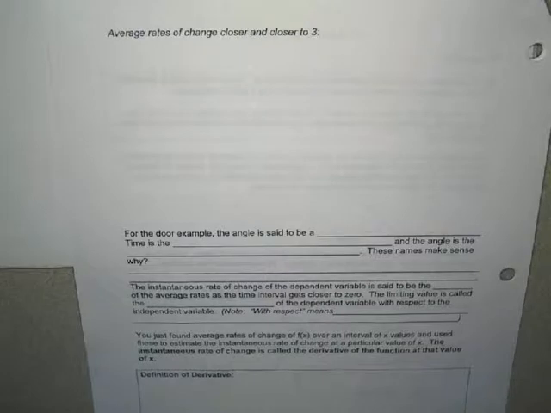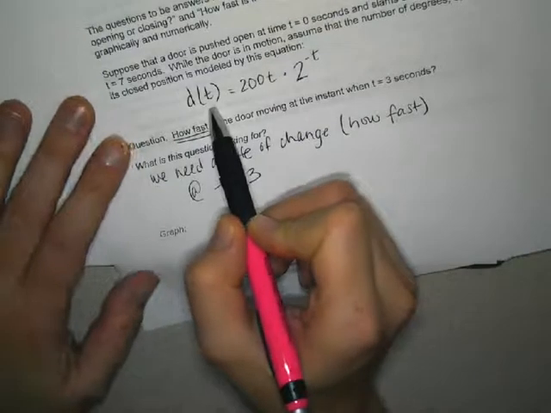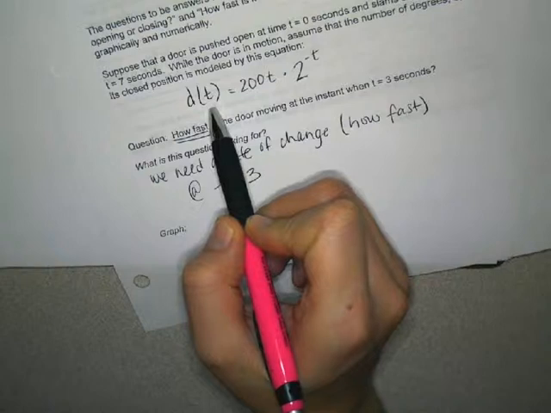Okay, let me ask this question. Can I find the exact degree that the door is opened when time is 3? How do I find that? Plug it in, because isn't my function the degrees in terms of time? So if I want to see how many degrees it's opened at a specific time, I would plug in 3. Let's go ahead and do that.